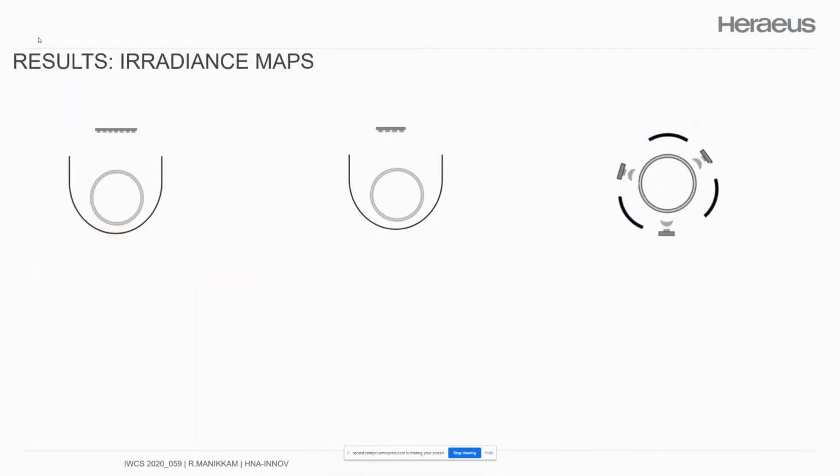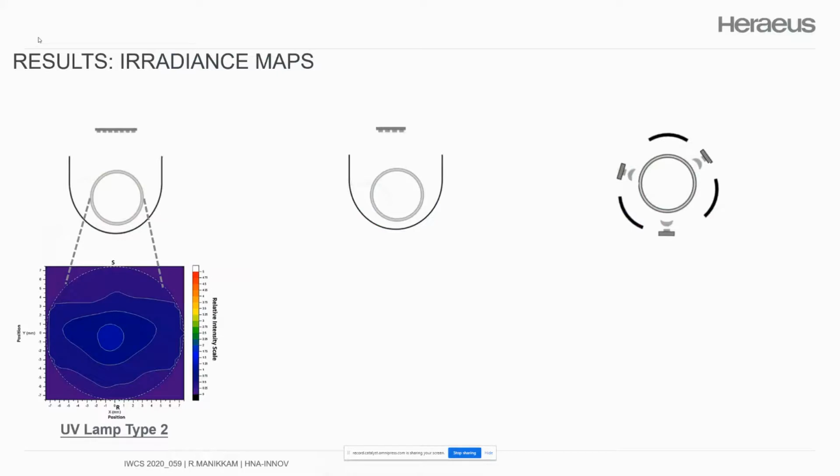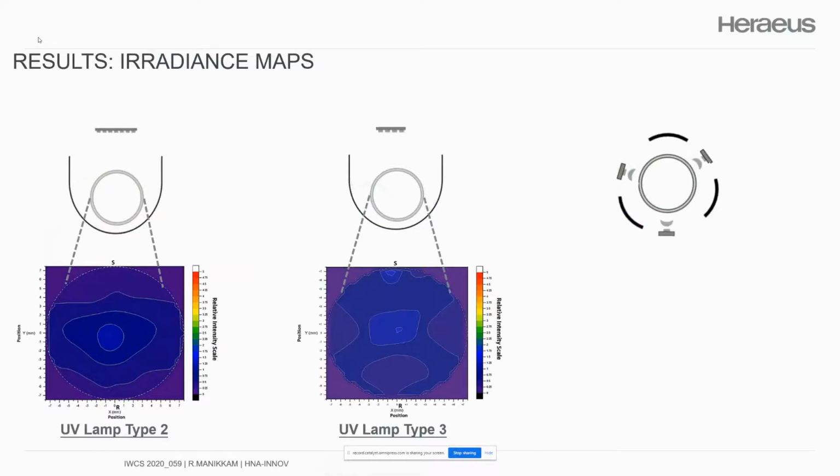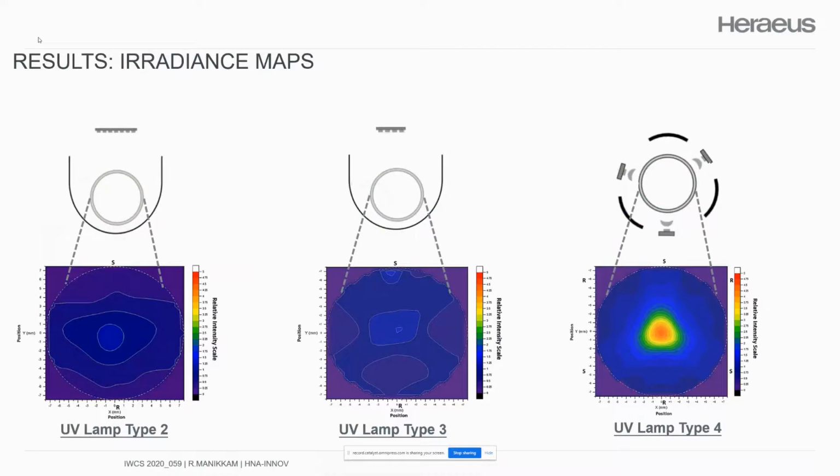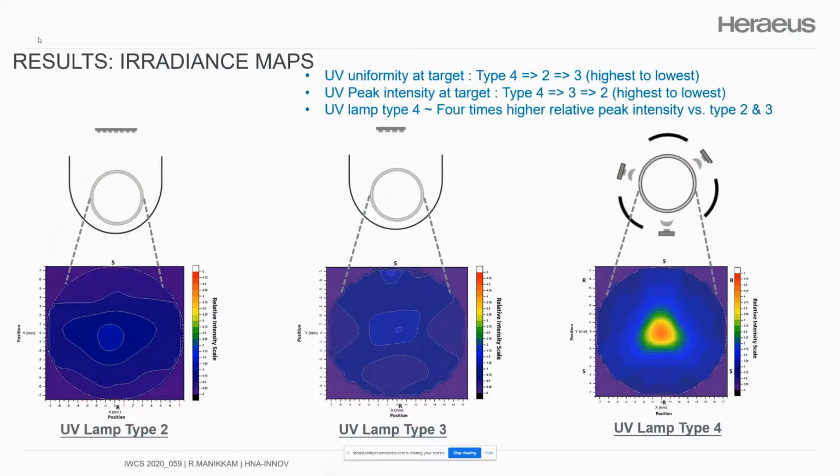So looking at our LED lamps, we have UV lamp type 2, UV lamp type 3, and UV lamp type 4. And these are the 3 LED lamps that were looked at in this study. Some key takeaways from looking at these 3 maps: the UV uniformity at the target is different among the 3, with type 4 having the highest relative intensity, and type 3 having the lowest measurable UV intensity.